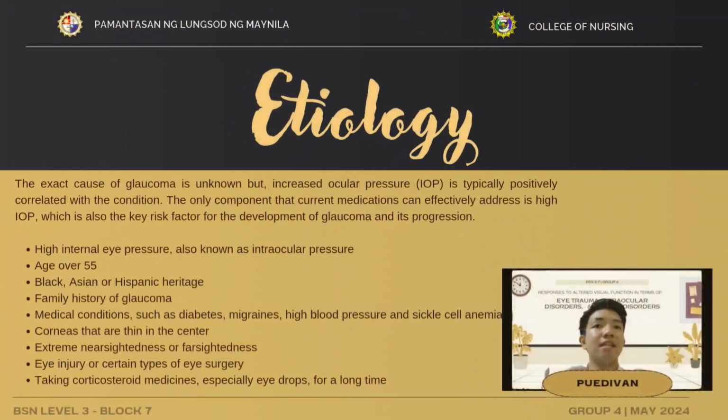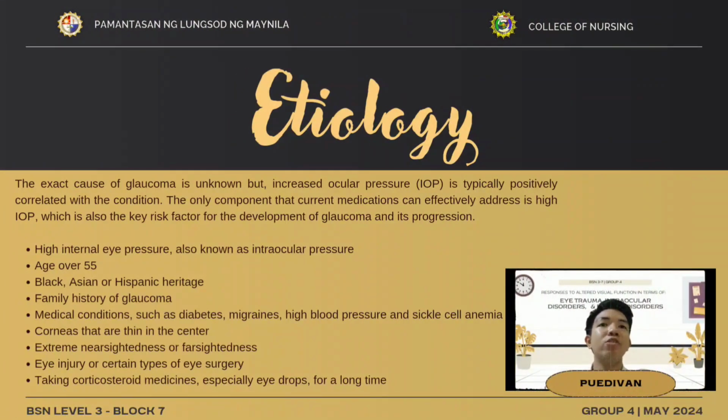The cause of glaucoma is still unknown, but what is mostly monitored here is the increase of ocular pressure, or IOP, which is what makes the condition progress. So the main target of medication here is to prevent the increase of IOP. The etiology, or key risk factors, of glaucoma is of course first the increase of internal eye pressure. At the same time, it is very prominent usually in older adults over the age of 55 years old, commonly in Black, Asian, or Hispanic cultures.